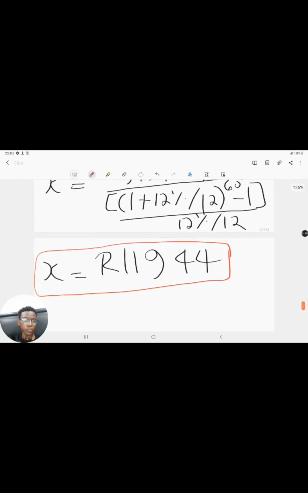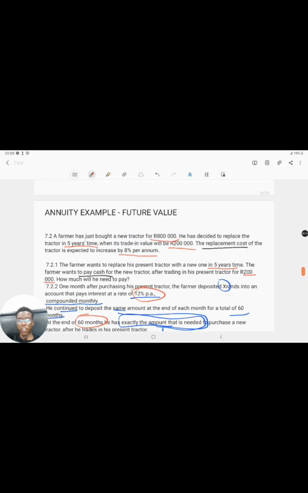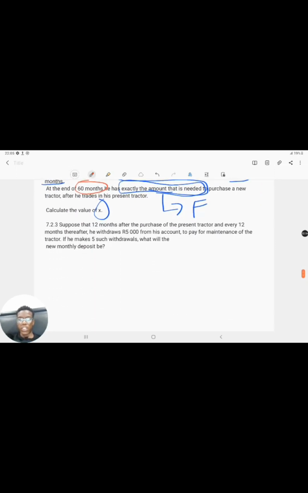Okay, so let's go to the next question, see if we'll have time to solve it here. 7.2.3 says, suppose that 12 months after the purchase of the present tractor, and every 12 months thereafter, he withdraws 5,000 from his account to pay for maintenance of the tractor. If he makes 5 such withdrawals, what will the new monthly deposit be?